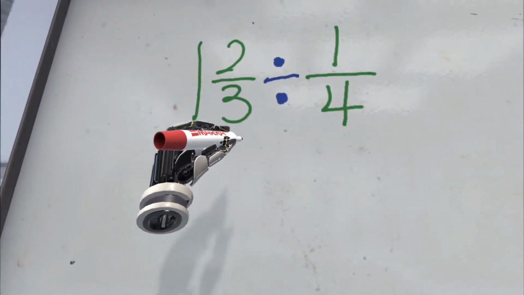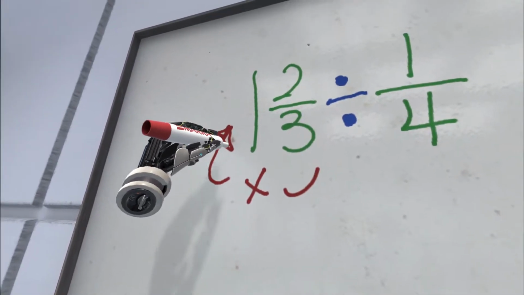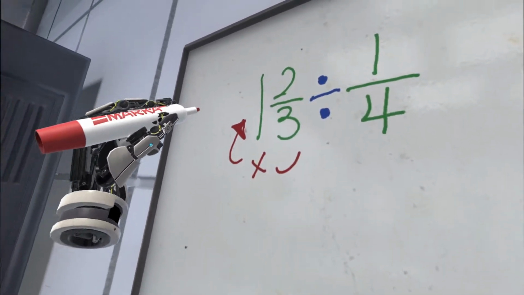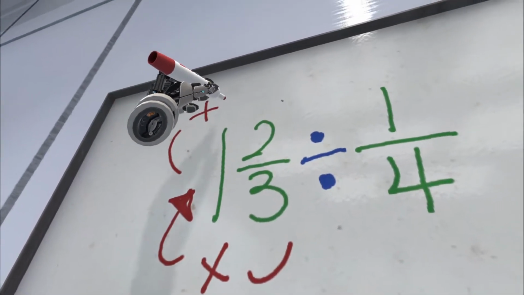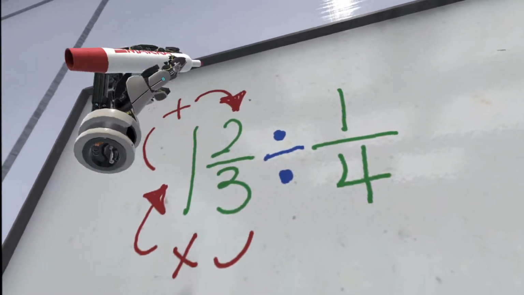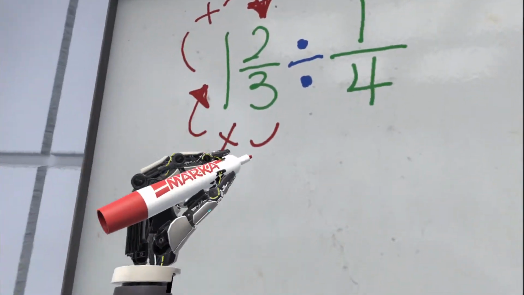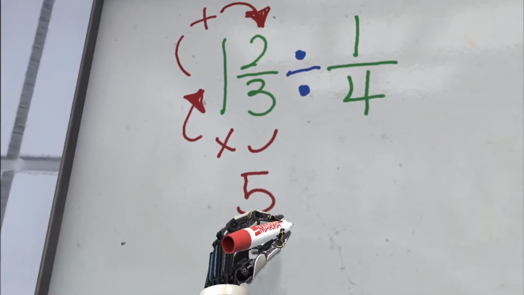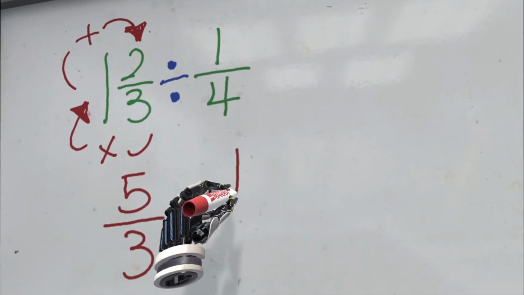you're going to multiply the bottom by the whole number, the bigger number. And then whatever you get from there, you're going to add to the numerator to get your new numerator. So 3 times 1 is 3, plus 2 gives you 5 over 3. Let me put 1/4 over here.